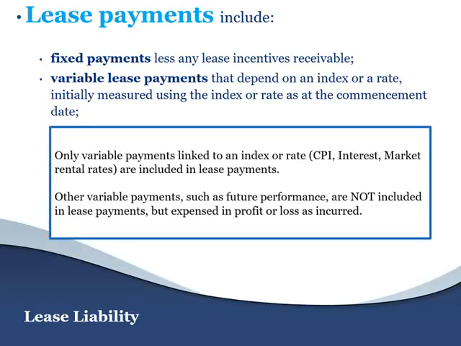Secondly, we then include the variable lease payments that depend on an index or a rate. As I mentioned up front, we generally exclude variable payments, but you're only including those that are linked to some sort of index. So for example, if your lease is linked to an increase in CPI or interest rates or anything like that, those would be included. However, any variable payments such as your future performance payments are not included. Those you just, as and when you pay them, expense in P&L.